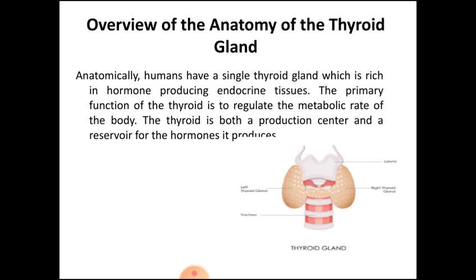Here we have a picture on the slide showing the position and anatomy of the thyroid gland, which contains two lobes in a butterfly shape, connected by connective tissue also known as the isthmus, connecting the left and right lobes. So the thyroid gland here is in front of the trachea and has two lobes, the left thyroid gland and the right thyroid gland.